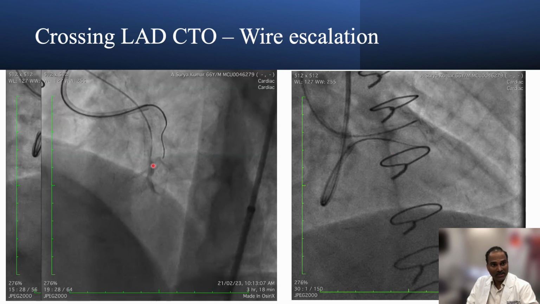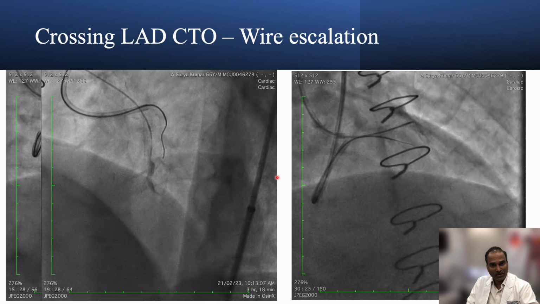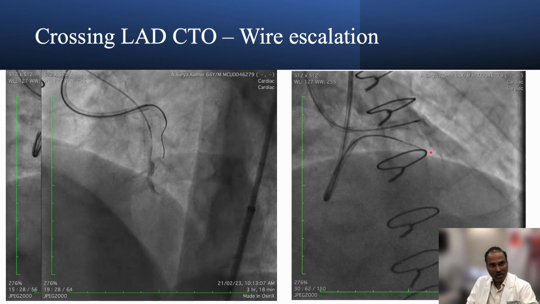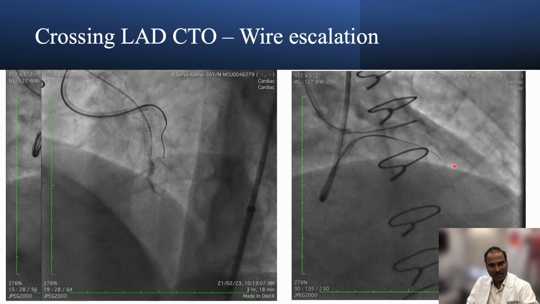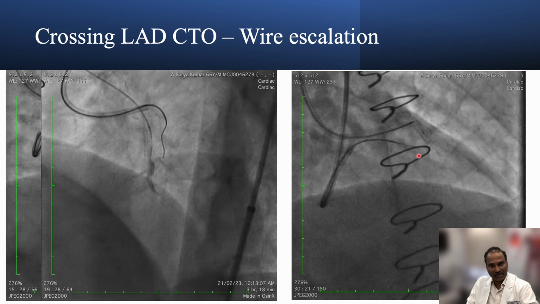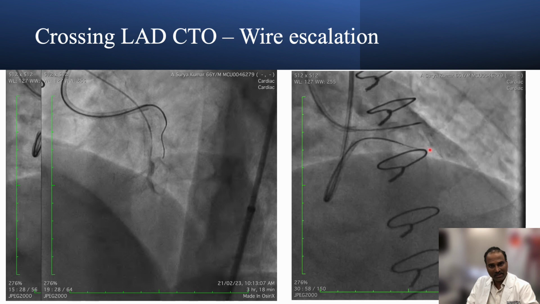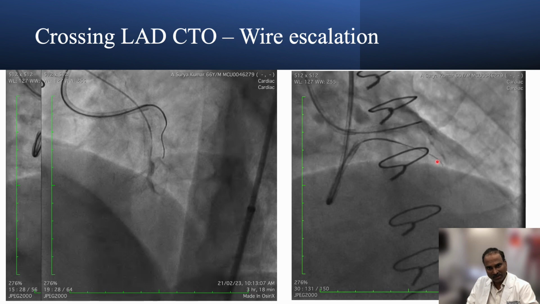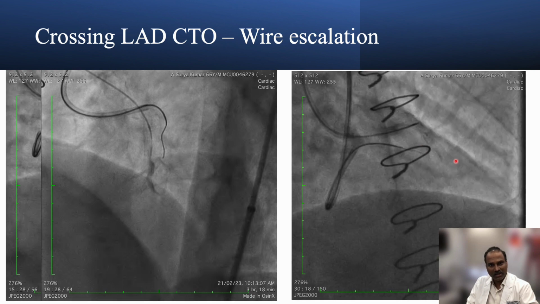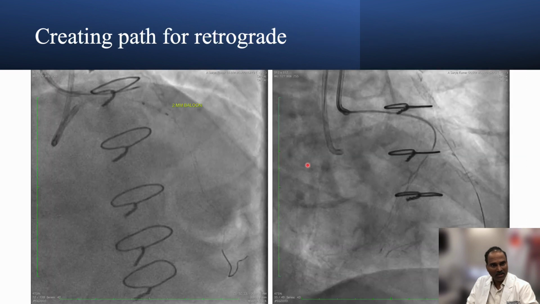So what we did is we switched to a Hornet wire, with wire escalation from Gaia 2 to Hornet, and you can see we directed the Hornet and perforated the distal cap, which was very hard. You can see a quick giveaway of the Hornet into the distal vessel. Then we confirmed the position, exchanged to a workhorse wire, and dilated the entire LAD CTO with a 2 mm balloon to create a path for retrograde.